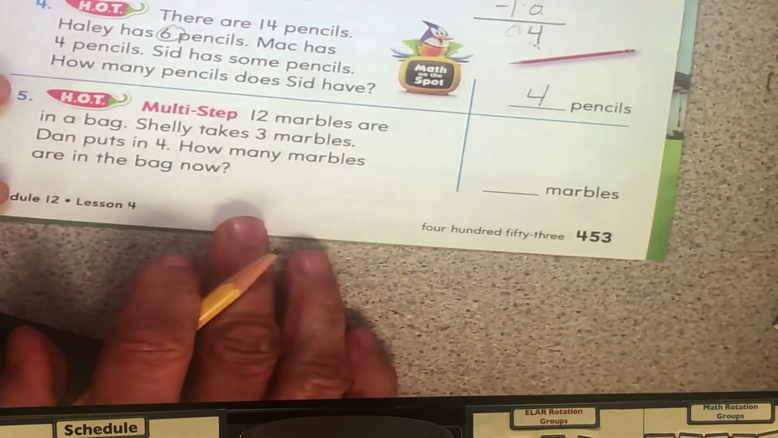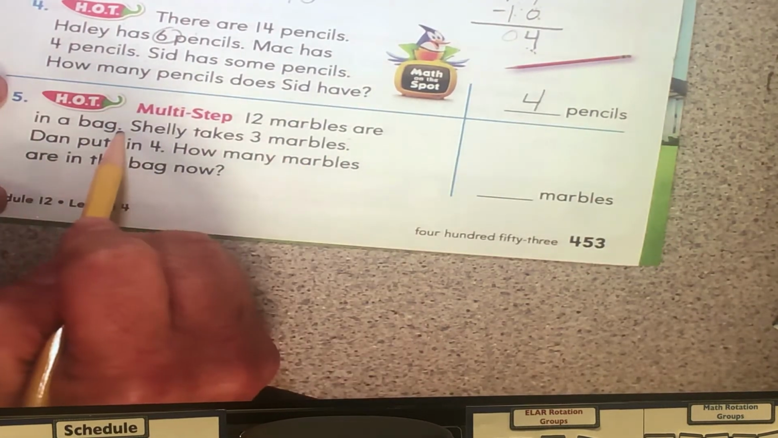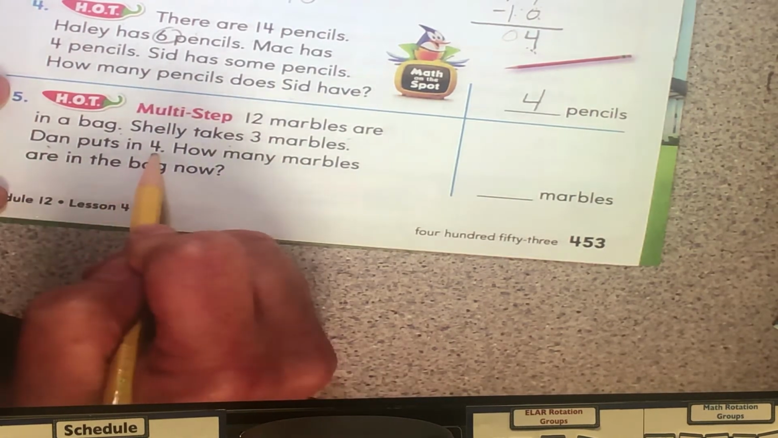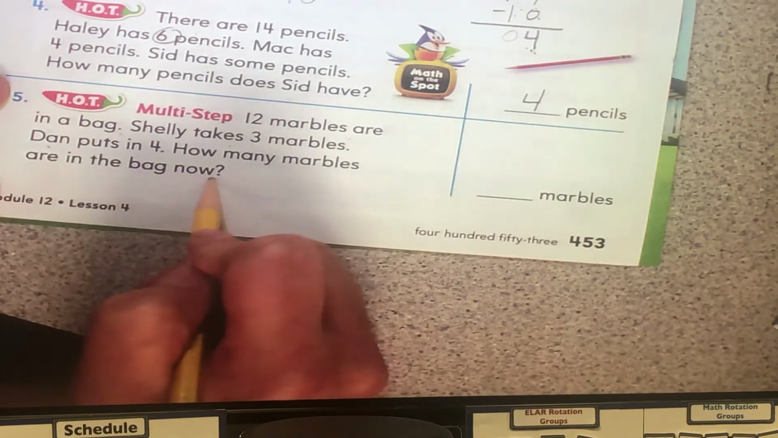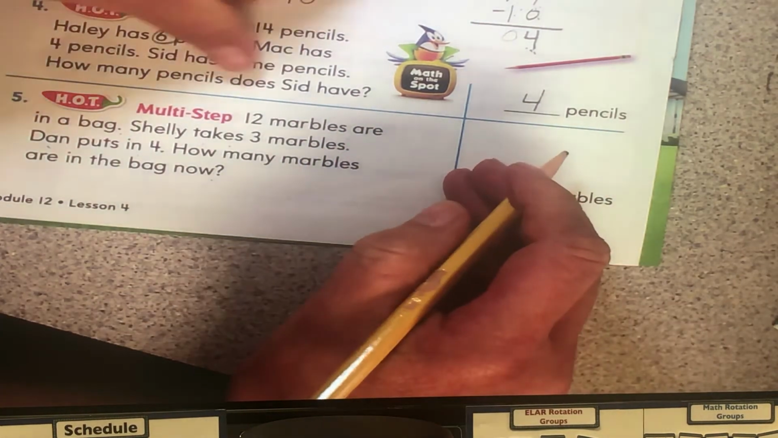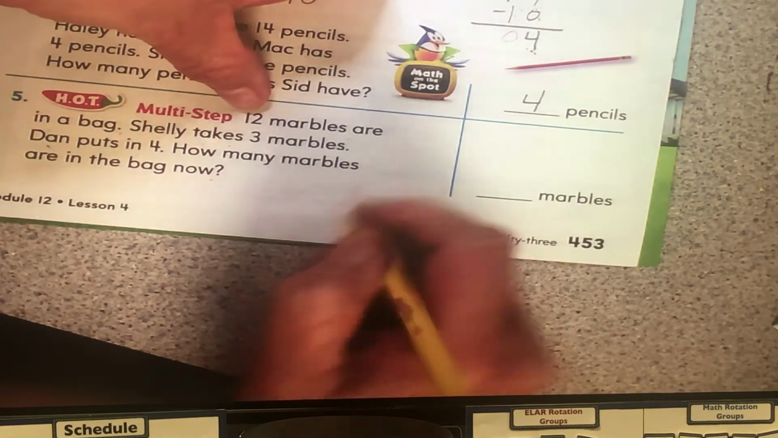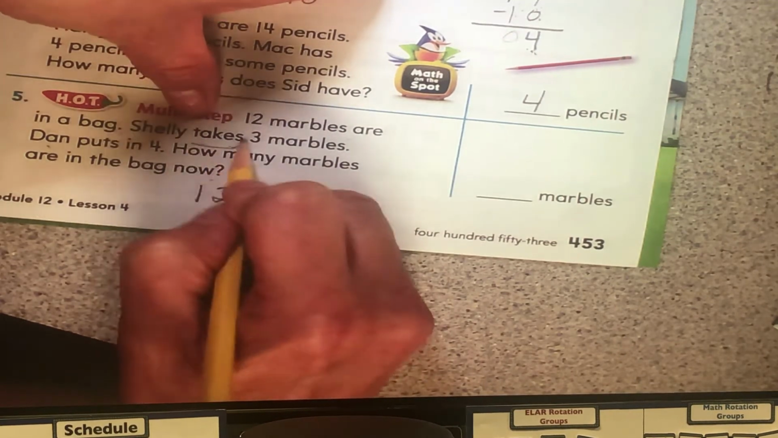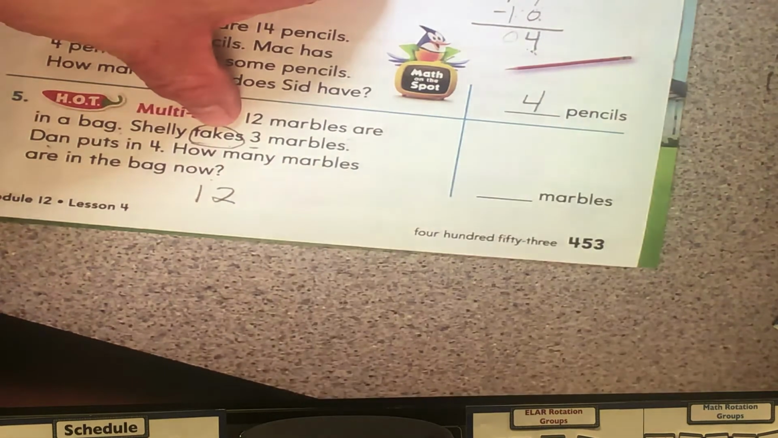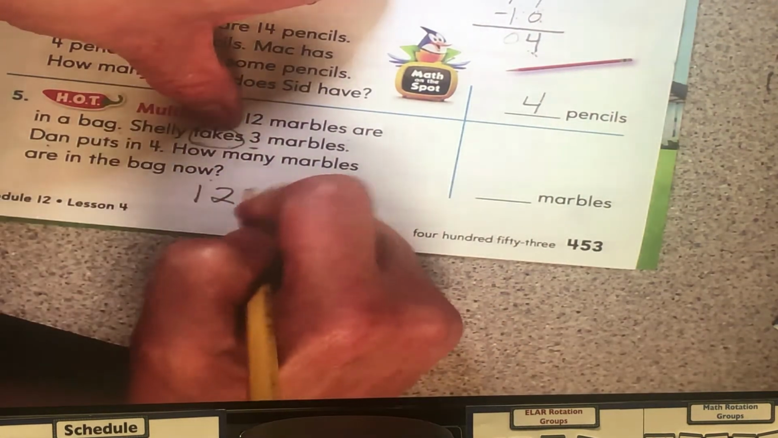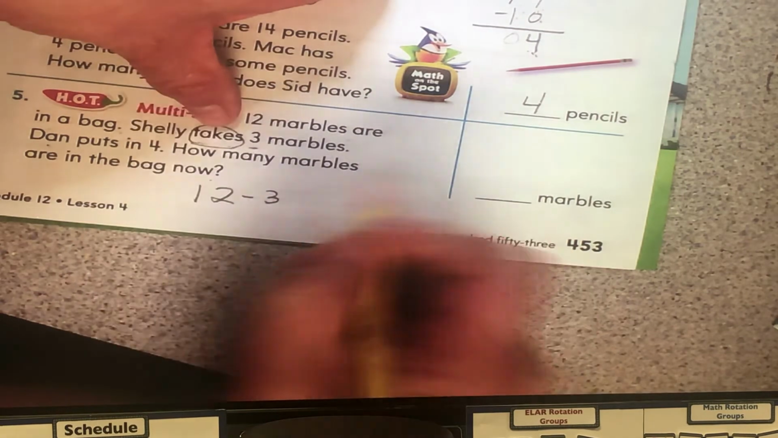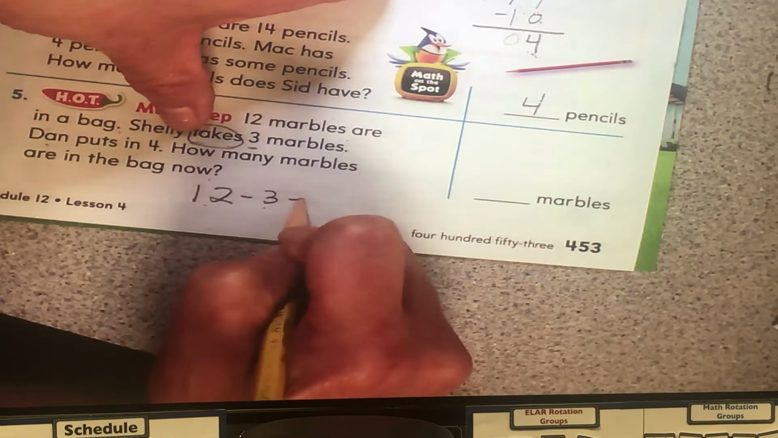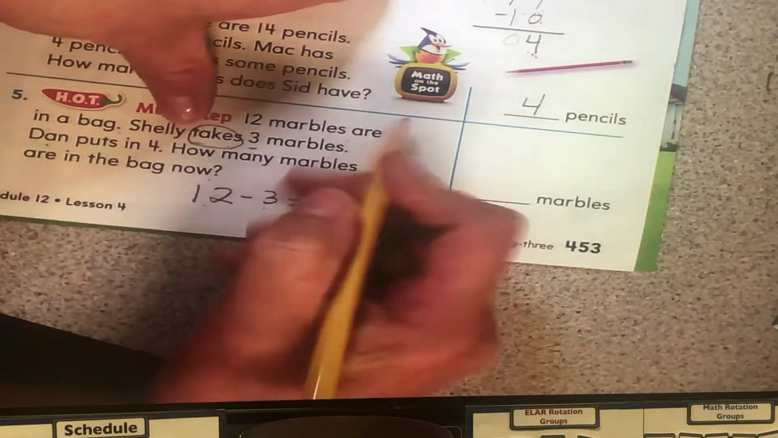And the hot problem. 12 marbles are in a bag. Shelly takes 3 marbles. Dan puts in 4. How many marbles are in the bag now? All right. 12 marbles were in the bag, right? You had 12. And if Shelly takes 3, what will you do? If they take it away, what will you do? You're going to subtract. So that's going to be 12 minus 3. Let's do that first. What is 12 minus 3? 9. So now you have 9 marbles.